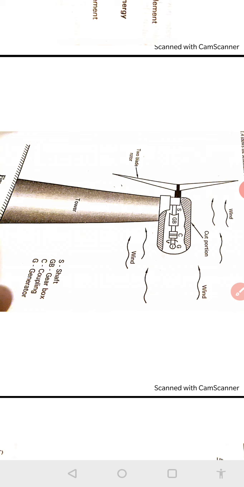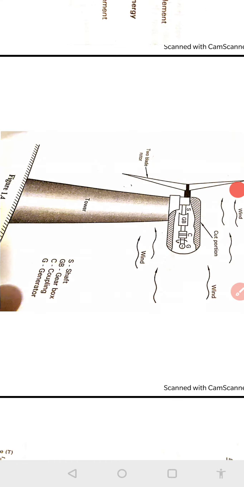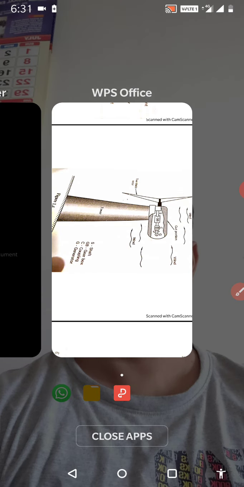And basically they are expensive. You might have seen a lot of wind turbines which were transported from Karwar and all. They are not made in India, they come from China and other places.